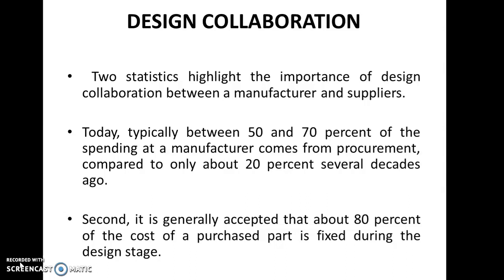The meaning of this statistic is that nowadays manufacturers mostly spend on procuring raw materials or components or finished products or any kind of service, which comes to a maximum of 70% compared to 20% 10 years ago. Second, it is generally accepted that about 80% of the cost of a purchased part is fixed during the design stage. That means the cost is determined during the design stage itself.